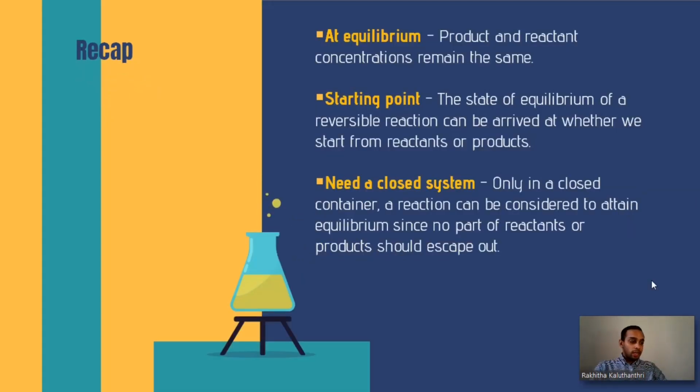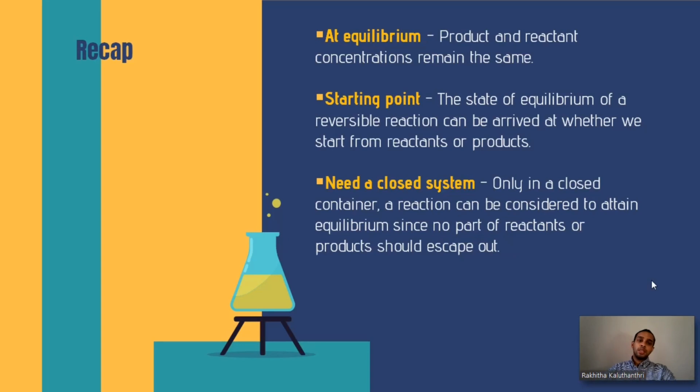Just to recap on what we did last week, these are the main 3 points I want you to remember. At equilibrium, product and reactant concentrations remain the same. At the same time, make sure that you remember the fact that at equilibrium, rates of the forward and the backward reactions also remain the same. When it comes to the starting point of equilibrium reactions, it doesn't matter from which end we start, right? We can start with the reactants or we can start with the products. Doesn't matter from which end we start, it will always attain an equilibrium in a closed system.